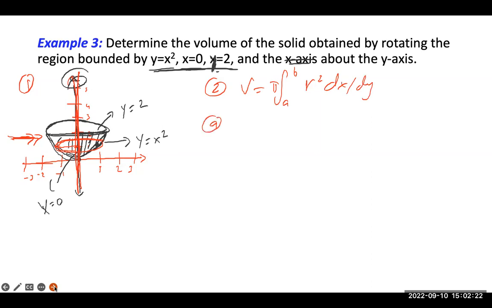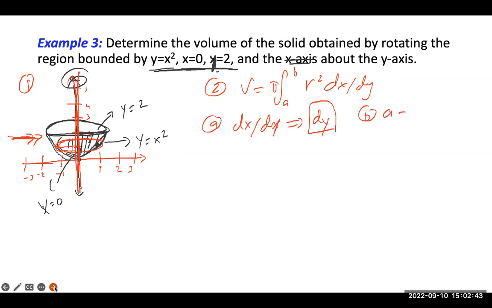So what's the first step? The first step is figuring out, are we dealing with a dx or dy? Well, remember, it depends on your axis of revolution. If you rotate it on the vertical axis, then you're going to be using a dy. So for us here, we are using a dy. This is important to do first.